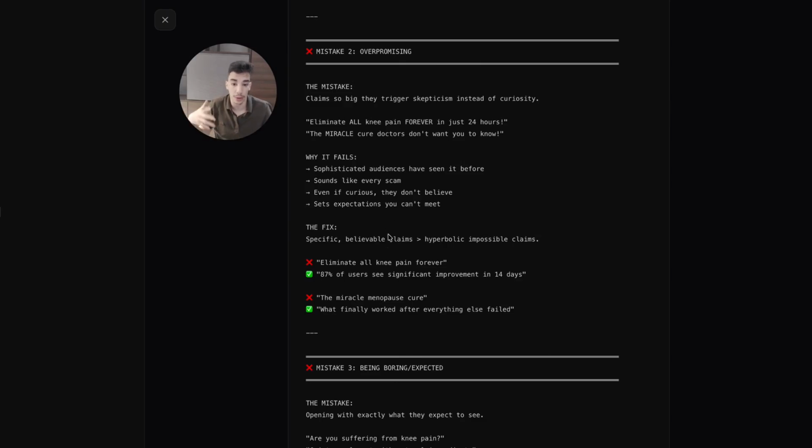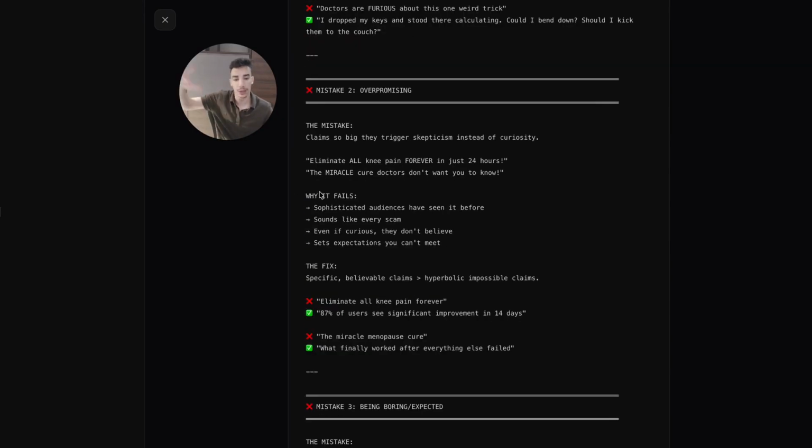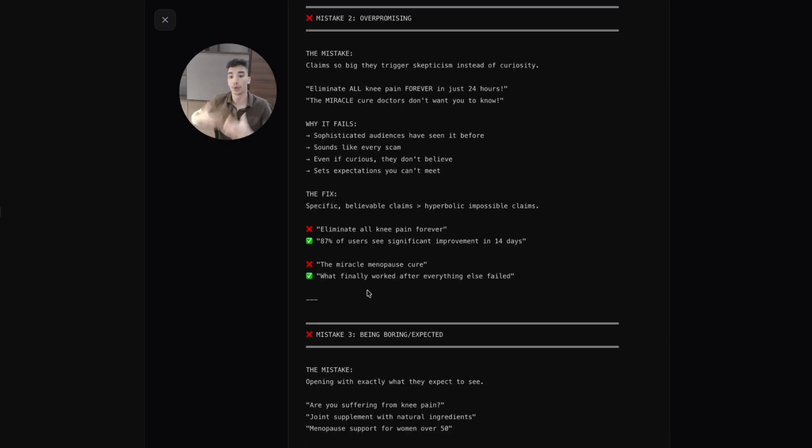That's how you can actually build a real brand if you want to exist. But let's continue. So the fix: be specific, don't overpromise. Make believable claims, claims that your avatar is actually going to believe based on what they actually want. When you see people talking about knee pain, nobody says they want their knee pain to go away overnight, because they don't believe it.